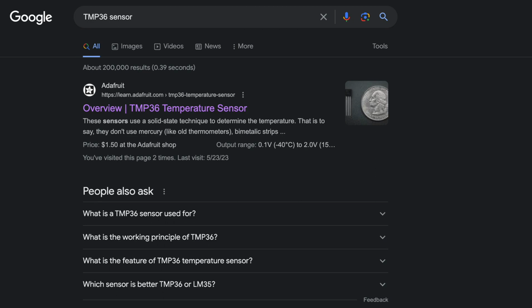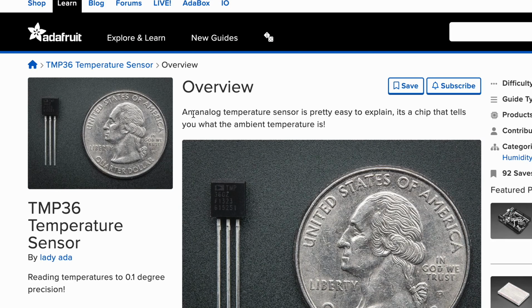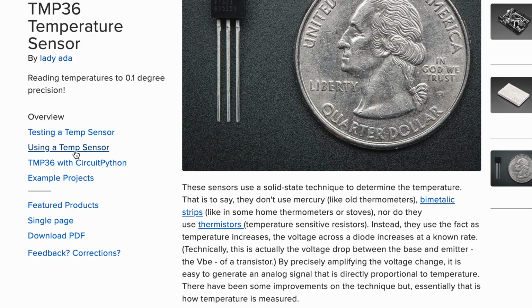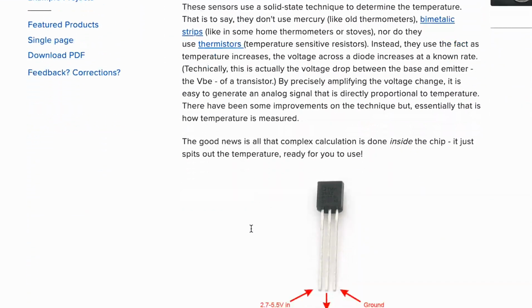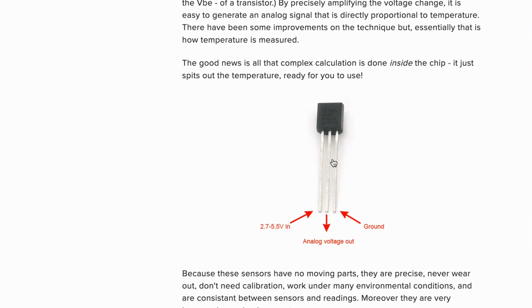If you type that in on Google, you will get all the information needed. For example, this information was taken from Adafruit. This is a renowned site for IoT development and sensor information and things like that. In this you will see that they are talking about the sensor and giving a small explanation of the sensor as well as what these pins do.